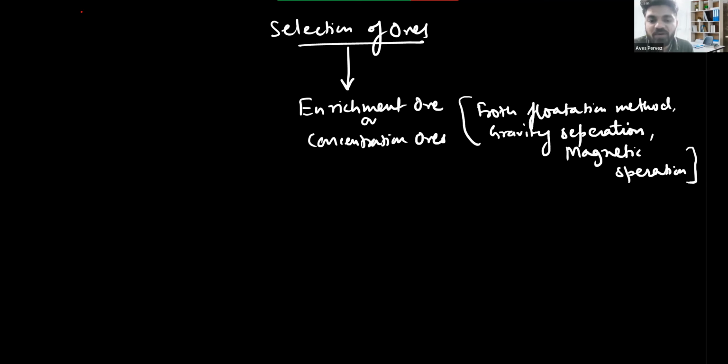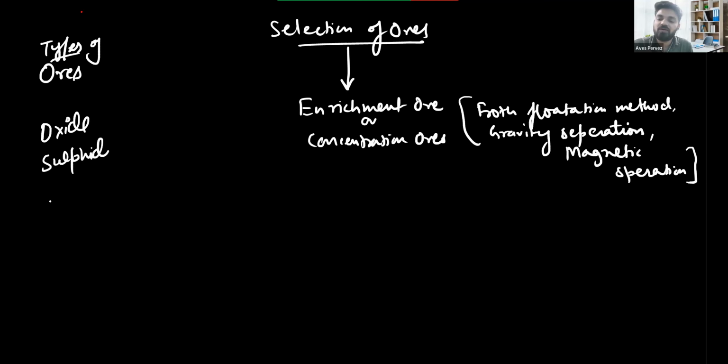So now, we have four types of ores. One is the oxide ore. The second one is sulfide ore, the third one is carbonate ore, and the fourth one is halide ore. So we have discussed this.